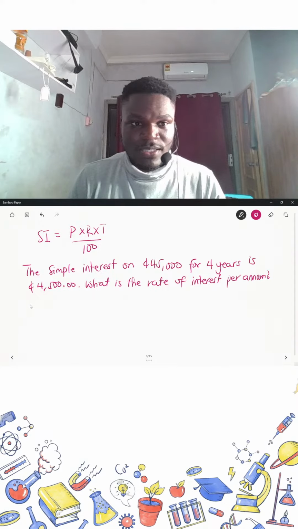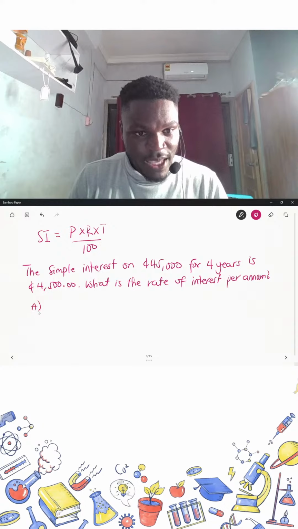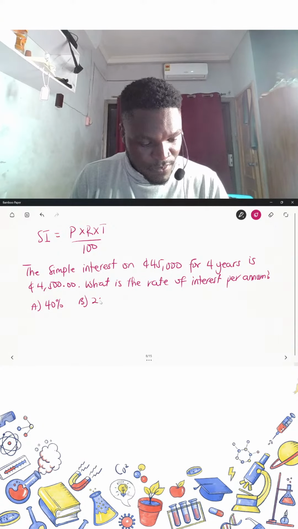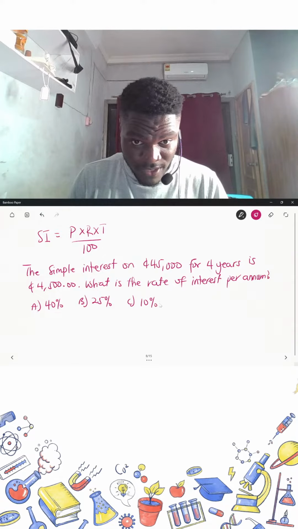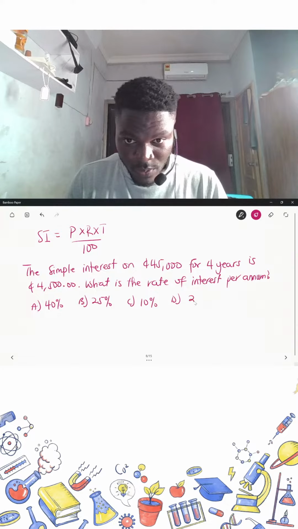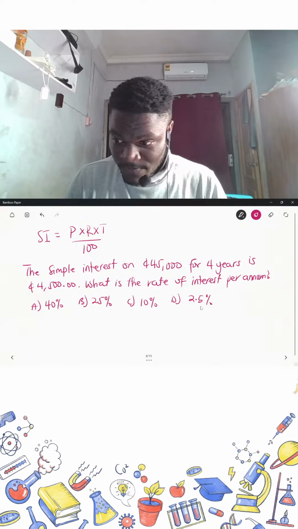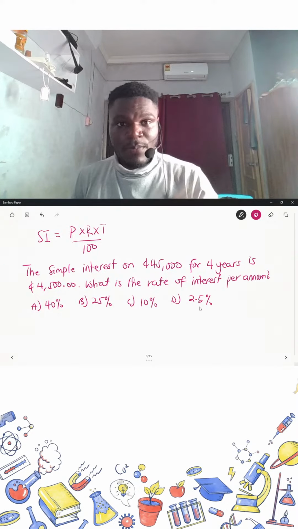Okay, so this is the question. We have option A, 40%. Option B, 25%. Option C, we have 10%. And then option D, we have 2.5%. So this is the problem that we have.